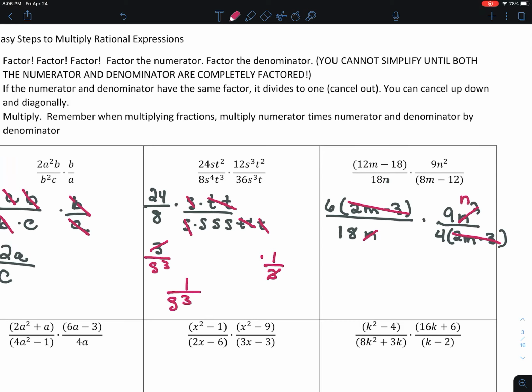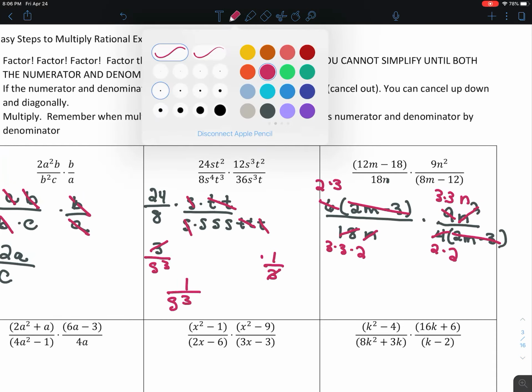And I'm just going to write what's left. We'll have 6. Oh, that's too big of a number. I don't want to do that. I can also do some dividing. 6 is 2 times 3. 4 is 2 times 2. 9 is 3 times 3. And 18 is 3 times 3 times 2. So I can now cancel out some of these numbers.